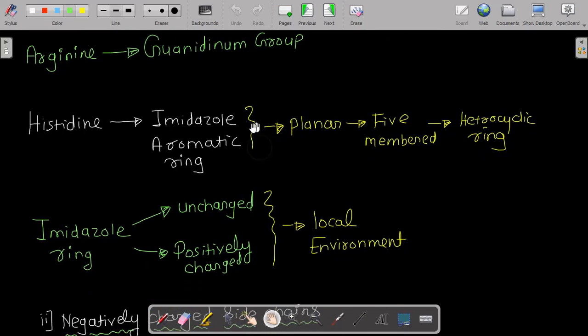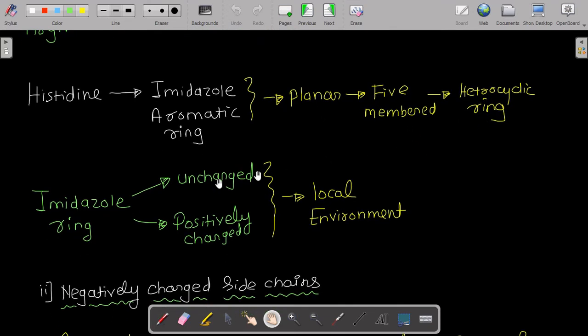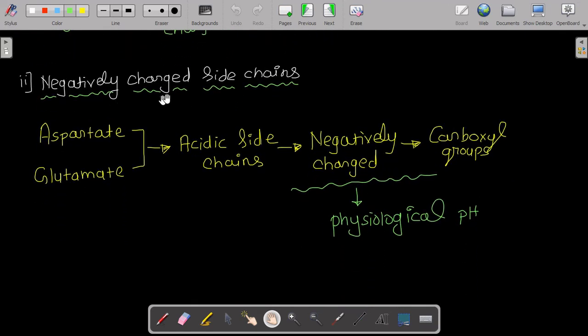Now there is histidine also in this group, which has an imidazole aromatic ring in its side chain, which is a planar 5-membered heterocyclic ring. This imidazole ring in histidine can be uncharged or it can be positively charged, depending on the local environment. Now let's see the negatively charged side chains.